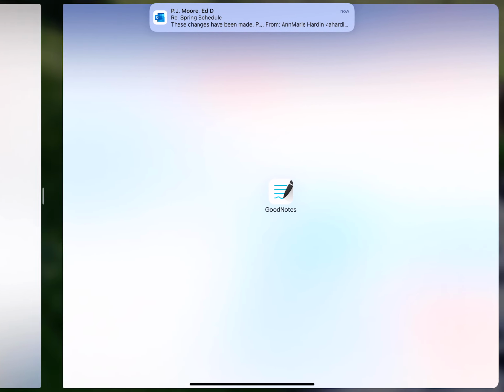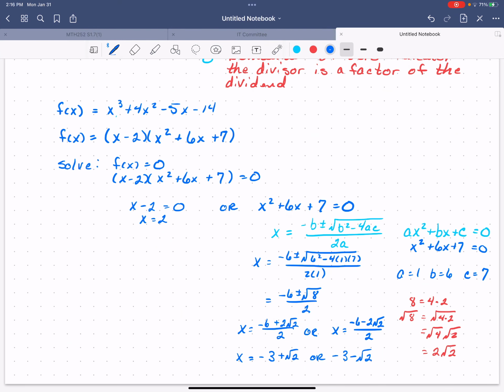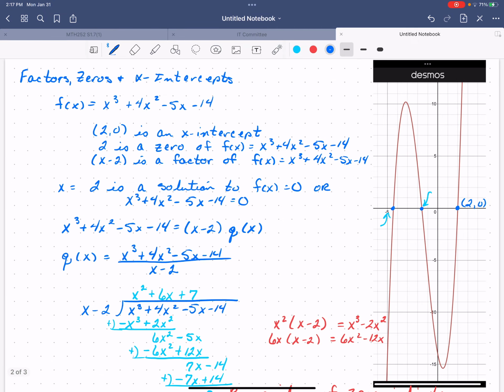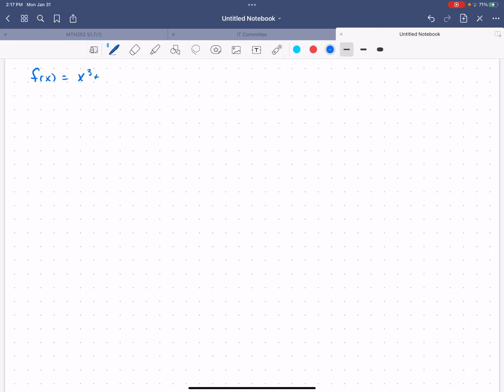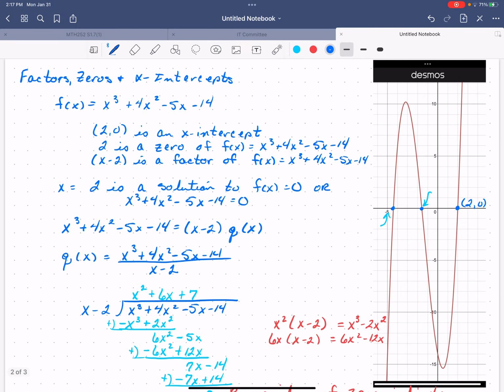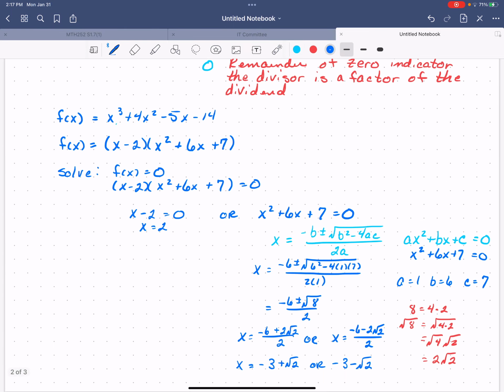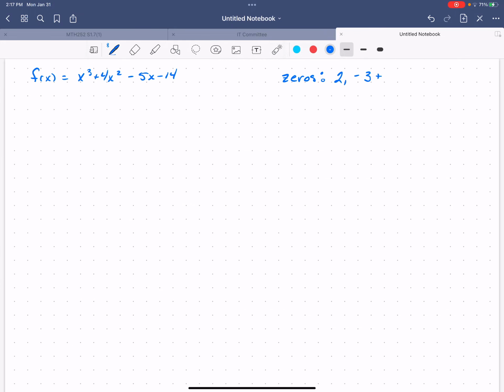Okay, so now let's put it all together. These are zeros, so let's put this all together. My function, x to the third plus 4x squared minus 5x minus 14. I know now that I have zeros of 2, negative 3 plus square root 2, and negative 3 minus square root 2.